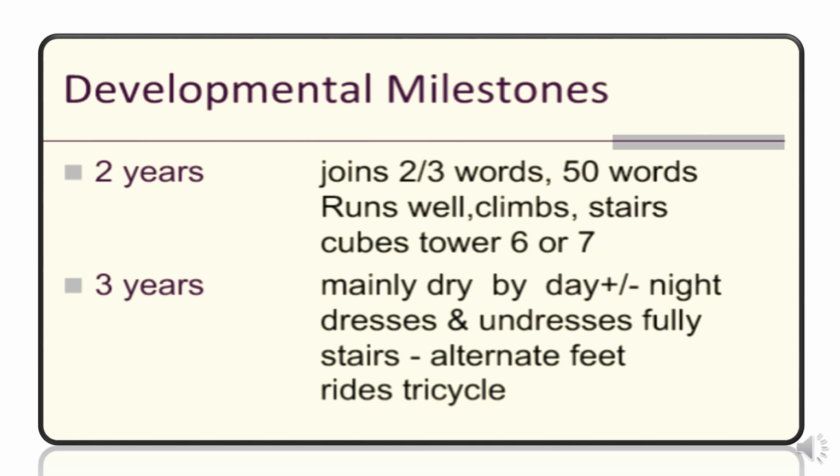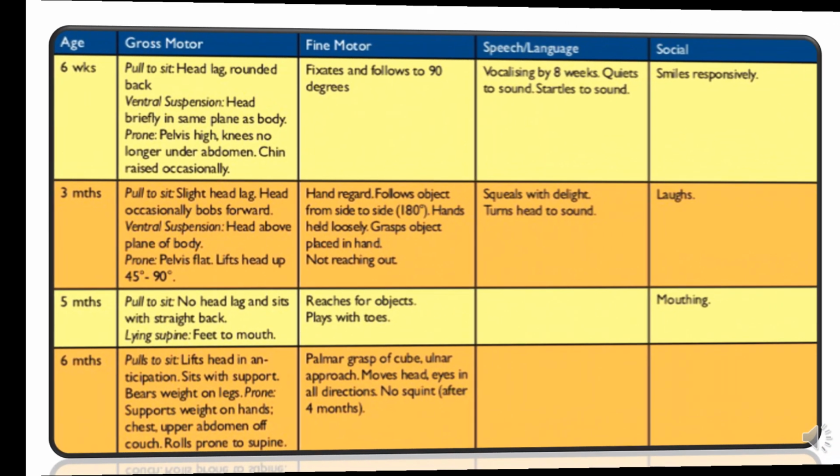At the age of 3 years, he will be mainly dry by day, with or without dryness at night. He will be able to dress himself and undress fully. He will climb upstairs and downstairs. He will alternate feet and ride a tricycle.